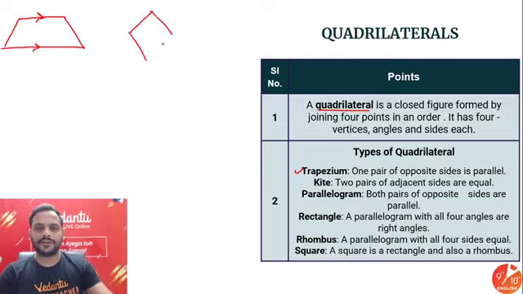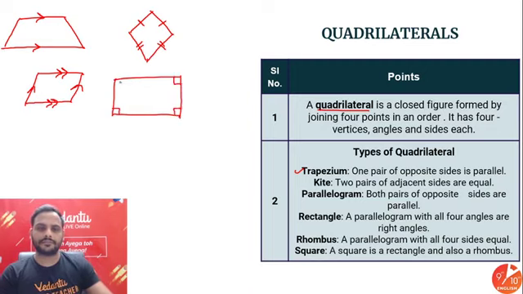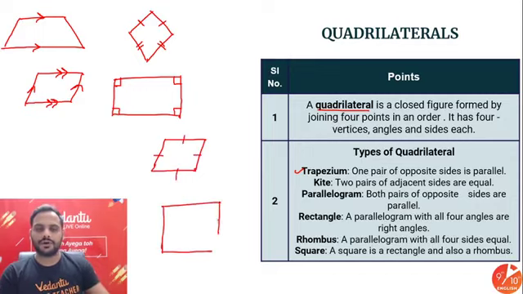Kite, 2 pair of adjacent sides are equal. This and this is equal. Parallelogram, both the pair of opposite sides are parallel. Rectangle, all the sides, all the angles are 90 degree. Rhombus, all the sides are equal. And square is all the sides as well as all the angles are equal.